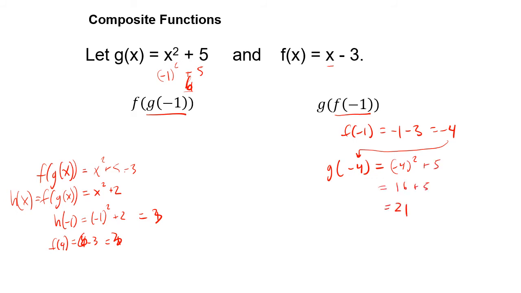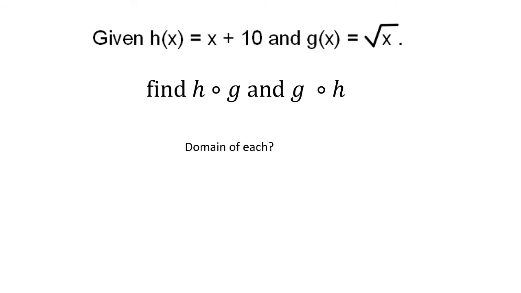So you can do it systematically like that, or if you already have found f of g of x and g of f of x, you just plug in the value for x. So it's no different than when we evaluate a normal function. All right, here's a slightly more difficult problem, okay?